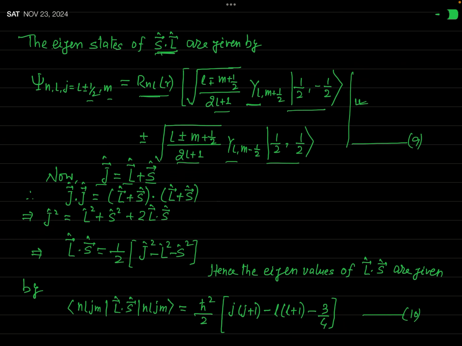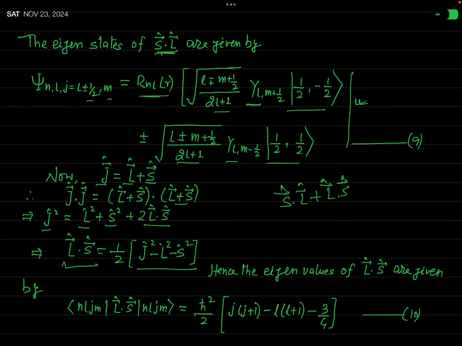Then J dot J will be L plus S dot L plus S. But you know, J dot J will be J square, and this will be L dot L plus S dot S plus S dot L plus L dot S. Okay, and L dot L will be L square, S dot S is S square, and S dot L plus L dot S, both are the same, and this will be 2 L dot S. Okay, so L dot S is equal to 1 over 2 this much.